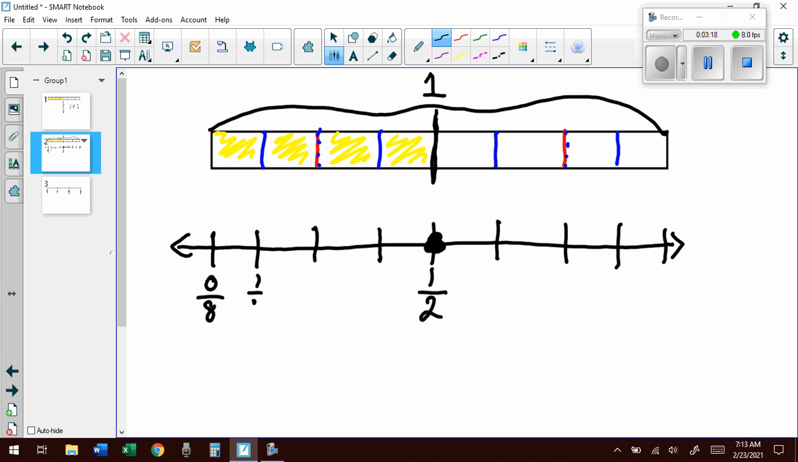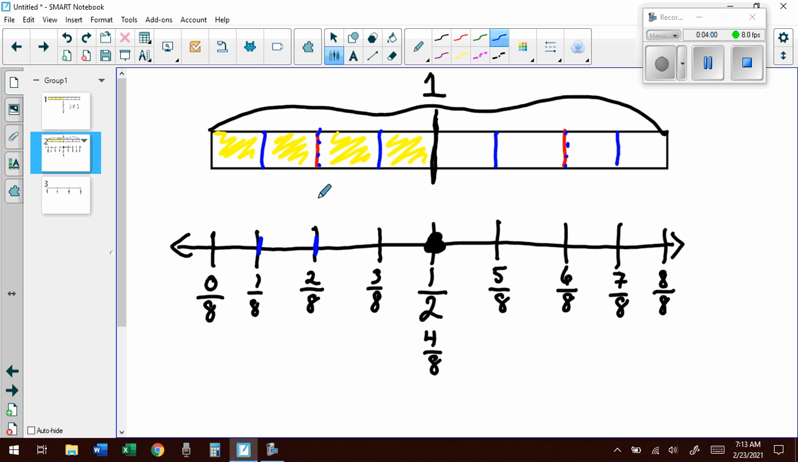This would be 1/8, 2/8, 3/8, 4/8, 5/8, 6/8, 7/8, and 8/8. That's good. We're going to show even more equivalent fractions on here. We're going to look at just our eighths right here. We have 1/8 right here and 2/8 right here.